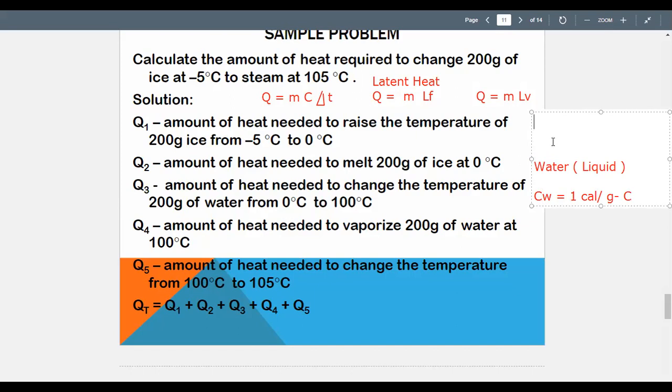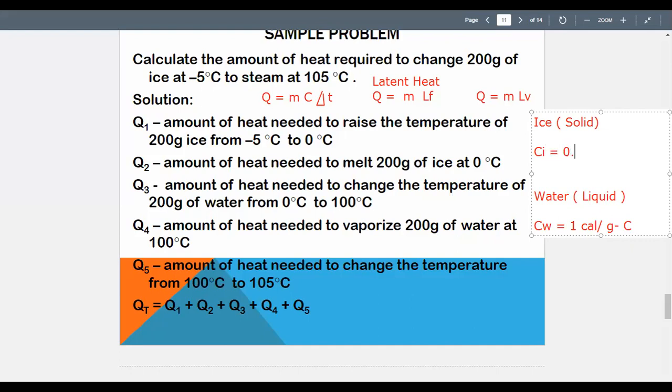But for ice, solid water, its specific heat is rather kind of small. I'll call it C sub I. C of the ice. Ice is half, 0.5 only. So it's easier to heat up ice than to heat up liquid water. But they are the same substances.